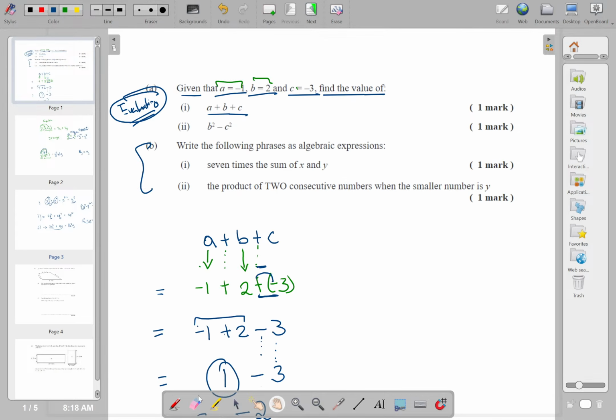Yeah? All right? Let's go to the second one now. The second one says b squared minus c squared. So right now we're going to put down our guide.